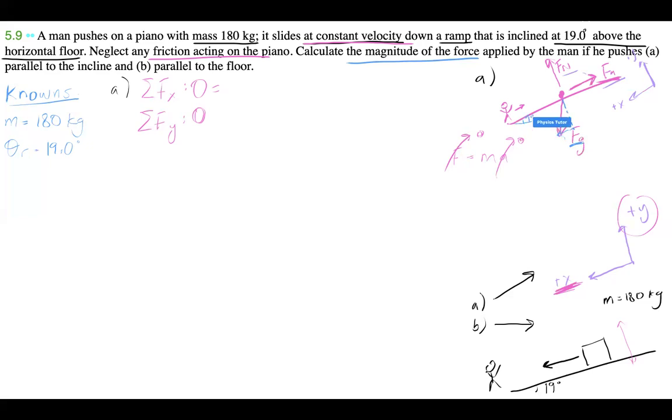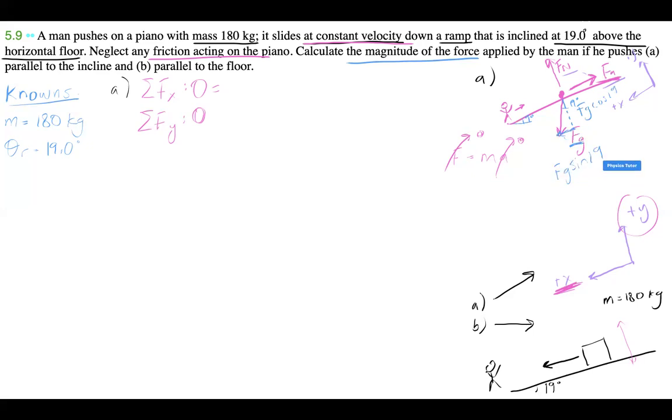We know that this is 19 degrees, so this angle over here is also 19 degrees. We want to break this down into the X and Y components of our coordinate system. So let's do that. This component is going to be FG cos 19, and this component over here is going to be FG sine 19.